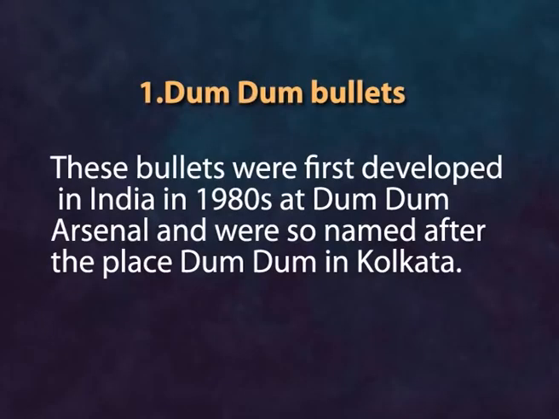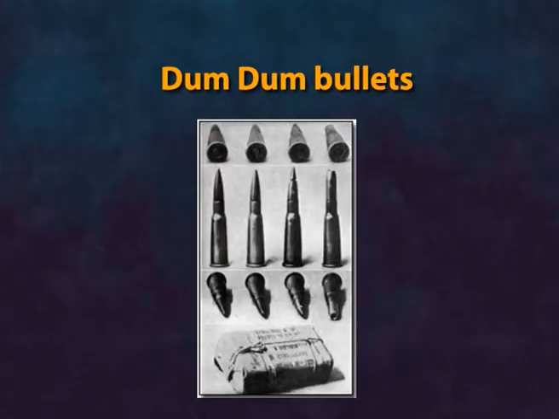Apart from these basic bullet types, some specific types of bullets are dum-dum bullets. These bullets were first developed in India in 1980s at Dum Dum Arsenal and were so named after the place Dum Dum in Kolkata. They were earlier used in 1898 but had some defects. Since the base of the bullet was not jacketed, there was a possibility that the core will blow and leave the jacket in the rifling of the barrel, which may hinder the loading of next round.